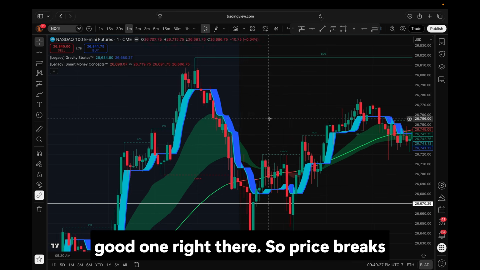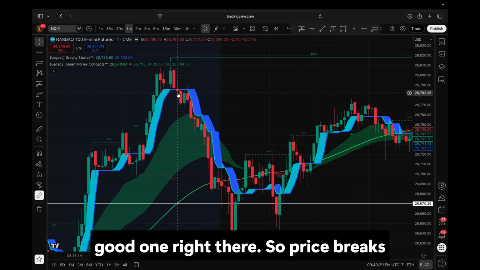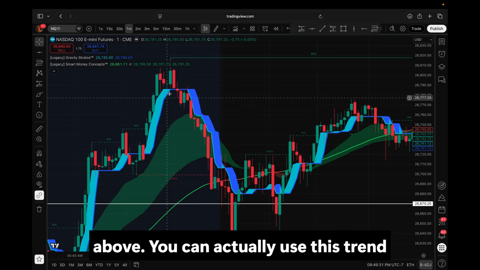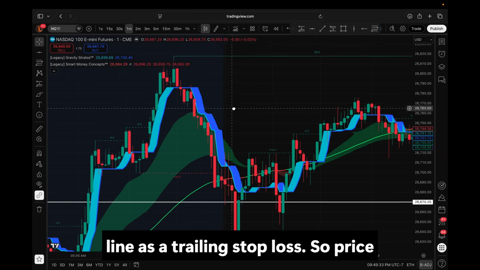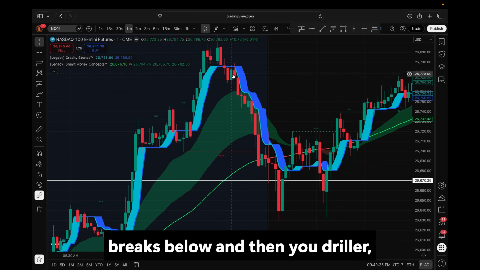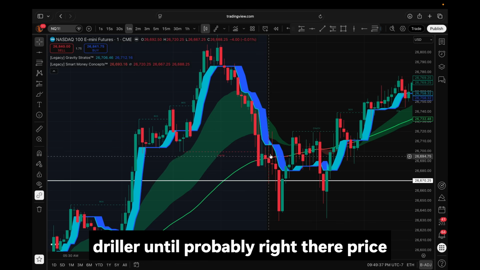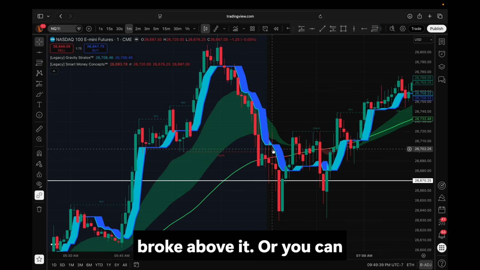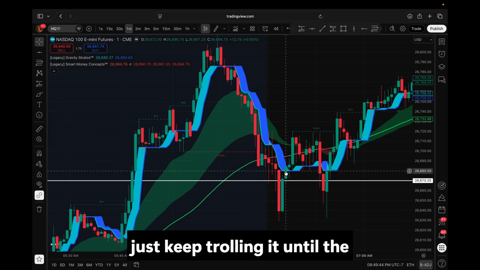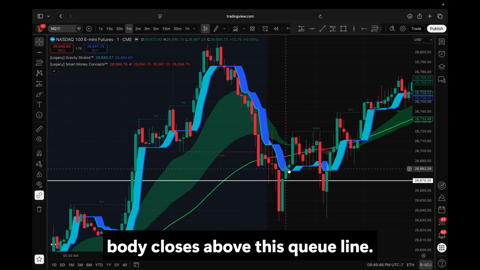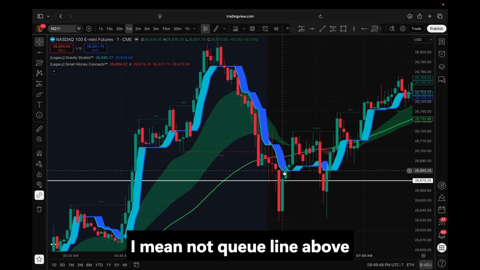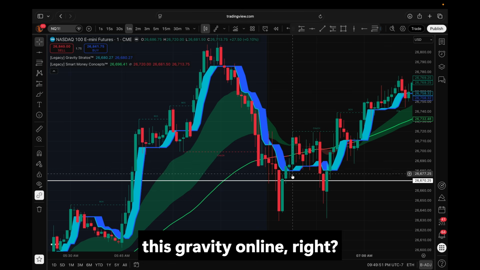Like this is a really good one right there. So price breaks above, you can use this trend line as a trailing stop loss. So price breaks below, and then you trail it until right there price broke above it. Or you can just keep trailing it until the body closes above this line. I meant not Q line, I meant above this gravity line, right?